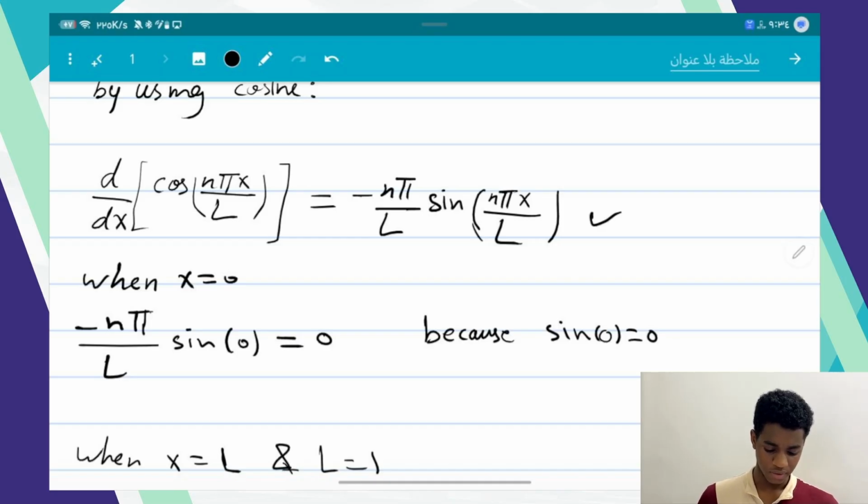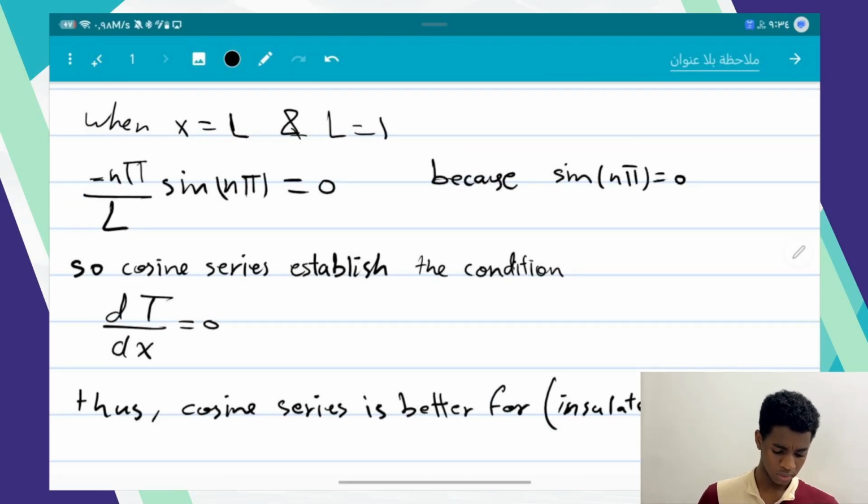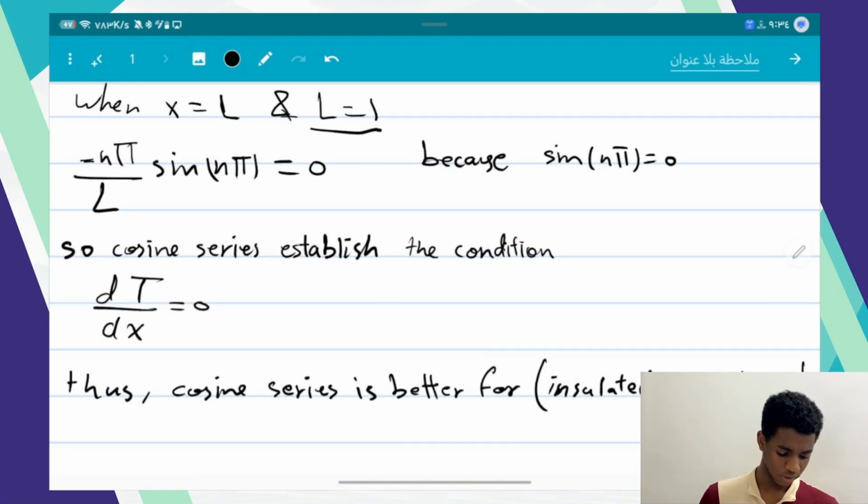So this is the differentiation for cosine nπx over L. When x is equal to 0, minus nπ over L times sine 0 is equal to 0, because sine 0 is equal to 0. You know it already. When x is equal to L, and we already got the value of L, that's L equals 1, so minus nπ over L sine nπ is equal to 0, because sine nπ is equal to 0.